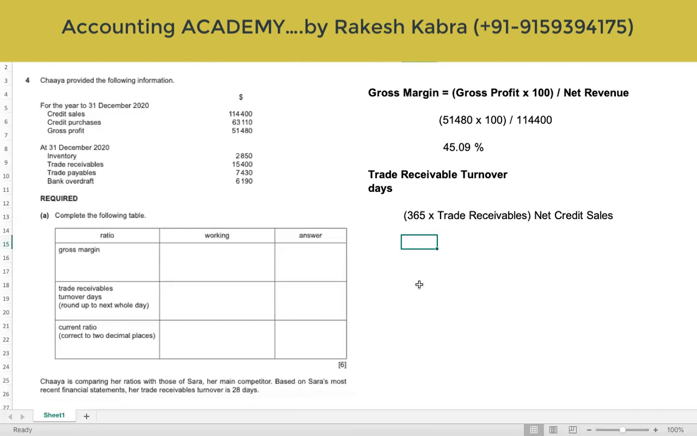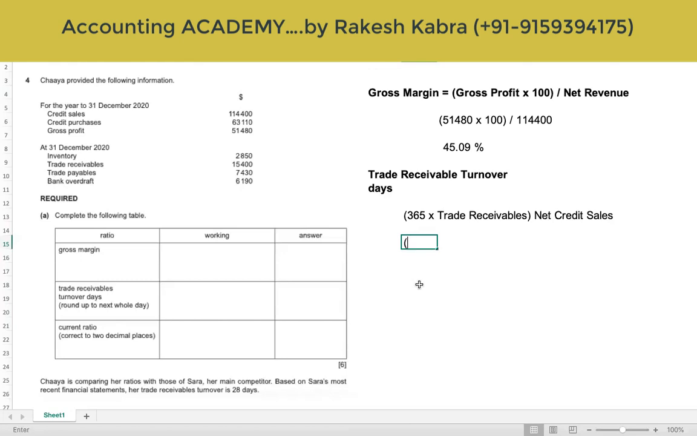If these days are high, it means the business is very poor in collecting money from credit customers, and there will be high chance of bad debts. So always we need to try to reduce this number of days.